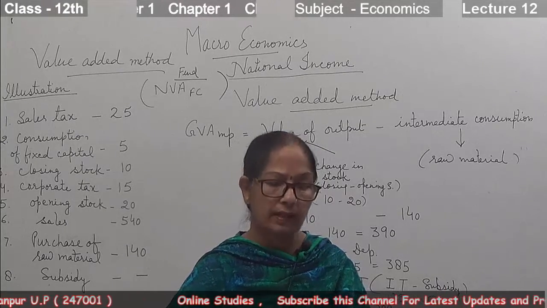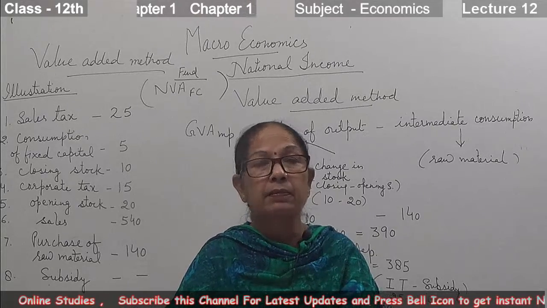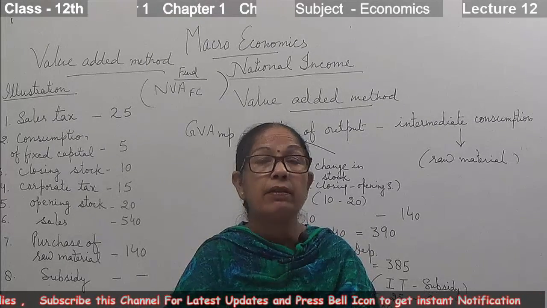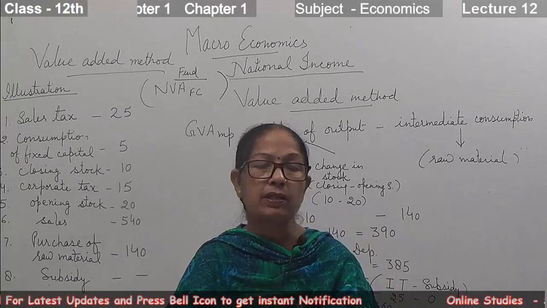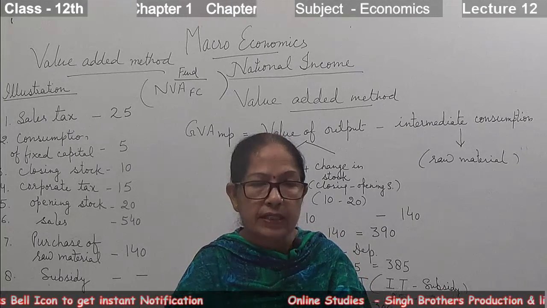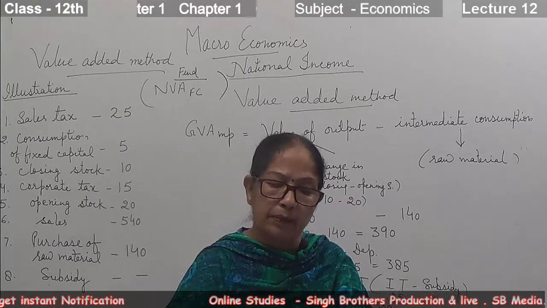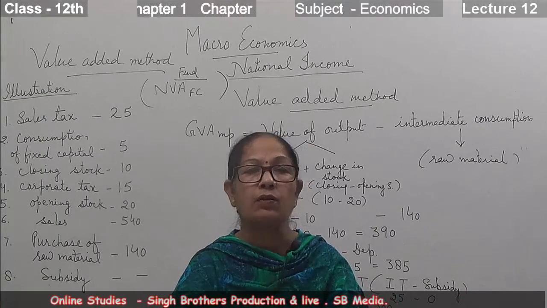And next I am starting income method. Second method is income method. How we will define it? The income method measures national income from the side of payments made to the factors of production in the form of rent, wages, interest and profit for their productive services in an accounting year.